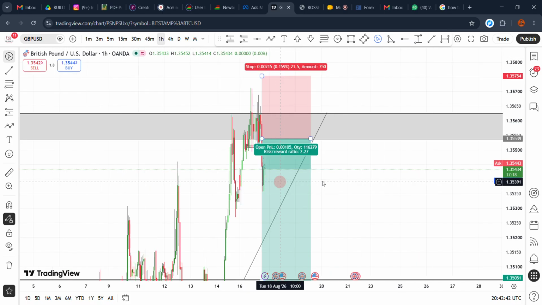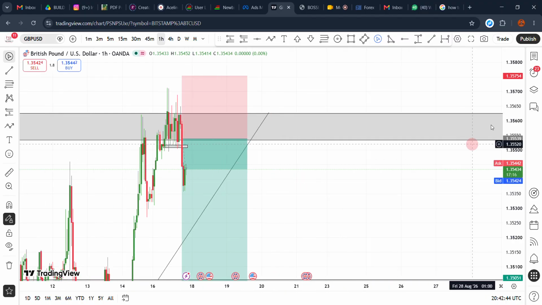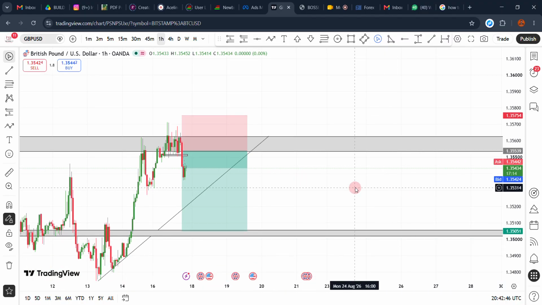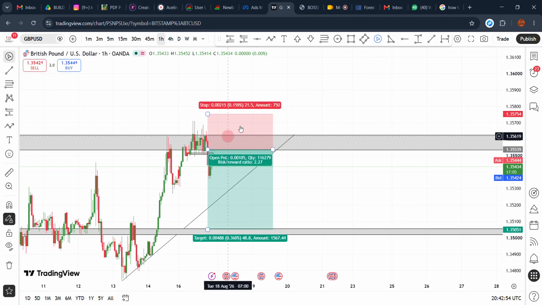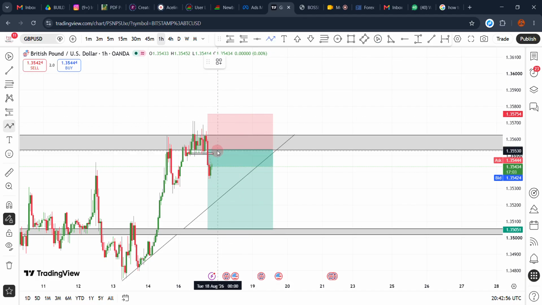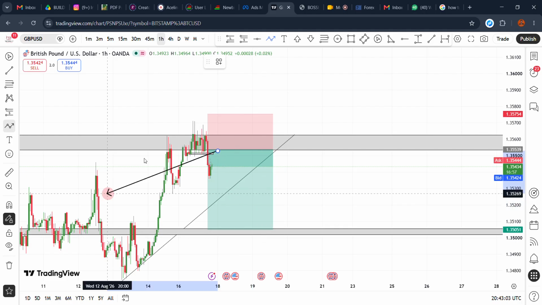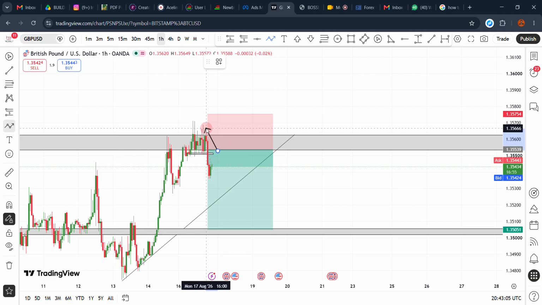So if you are currently looking out for a selling opportunity, what do you intend to do? Set your stop loss above, because sell means you want the market to be coming down. That is what sell means. So you intend to set your stop loss above, because it simply means that if the market is going to the upside, you are losing.